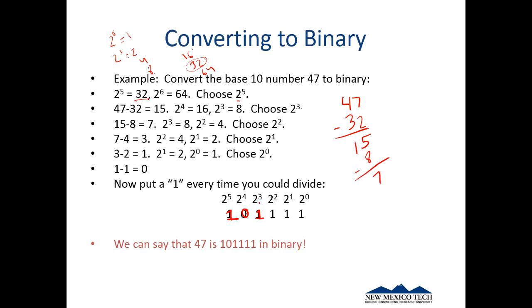Okay. 2 to the 3 doesn't fit anymore in the 7 here. 2 to the 2 does, so we subtract out a 4. 2 to the 1 does. Left over is 1. 2 to the 0 does, because 2 to the 0 is just 1. So we can say that these are equivalent.